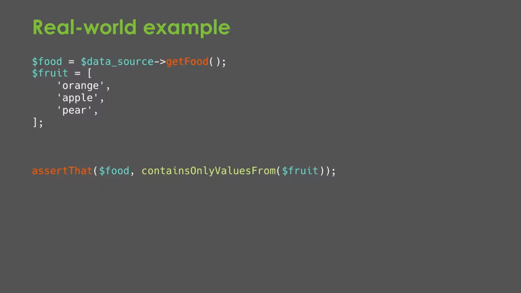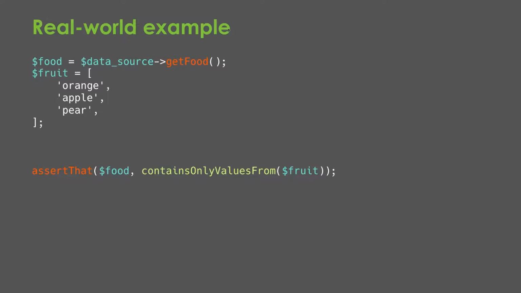Assert that $food contains only values from $fruit. So this is really where Hamcrest becomes useful for me. It allows you to spend far less time reasoning about what your assertions are doing, and because it's written in what looks like very natural English, you can write quick, easy, and expressive assertions in your code.